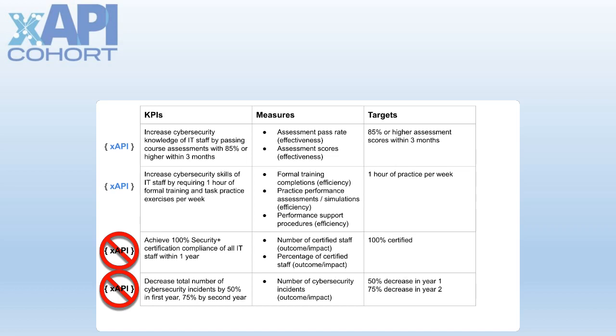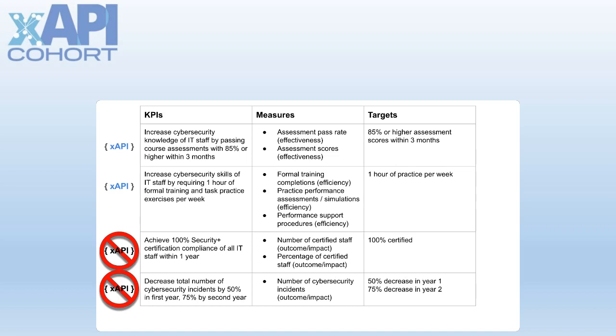Here are some example KPIs related to that goal. So, for example, we want to increase knowledge and skills, so we can measure how they perform in the course, or maybe simulations or some performance support content, and then the assessments. For the assessments, we can also set some targets, such as scoring 85% or higher and doing it within 3 months of completing the course.